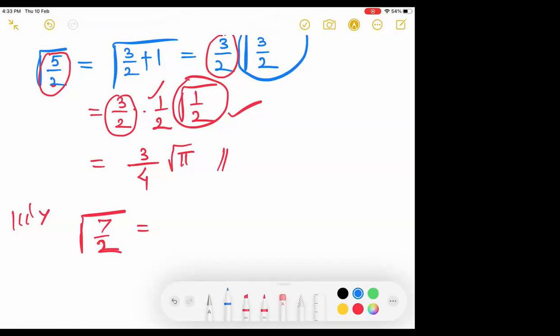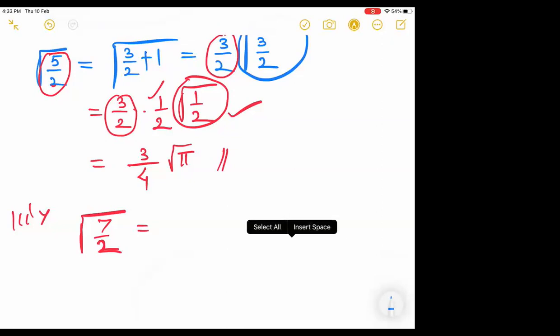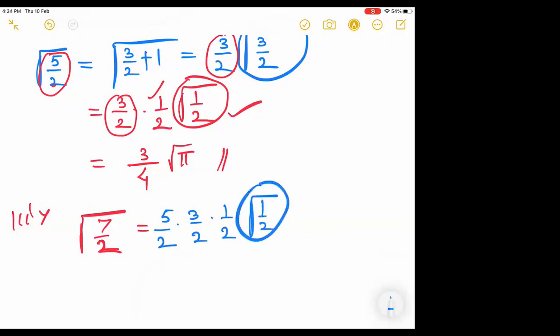Okay, tell me what is the answer for gamma 7 by 2? Where will you start from? 5 by 2 into 3 by 2 into root pi. Correct, correct, correct. So 7 by 2, yes, so 5 by 2, 3 by 2, 1 by 2 into gamma half. And that gamma half is root pi. That's it. 15 by 8 root pi. Yes, correct. So you understood, I think. This is the value for this one.